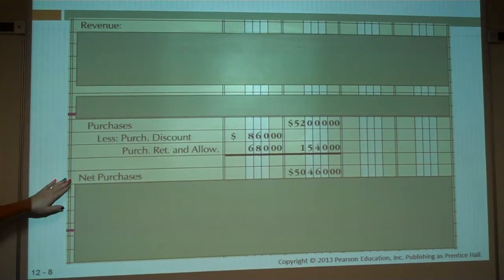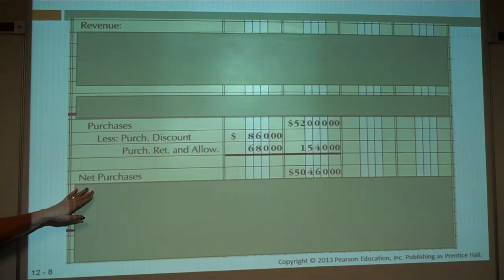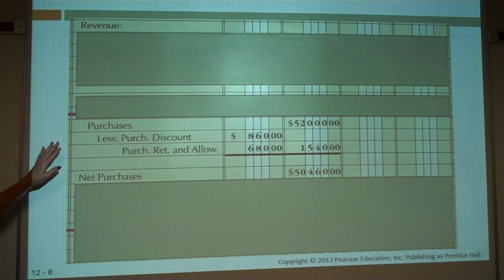Let's look at this part. We want to come up with the net purchases. I'm not sure that those slides are on the student slides, are they? I think I went back and edited the PowerPoint because when you look at that income statement, it's too much to handle.